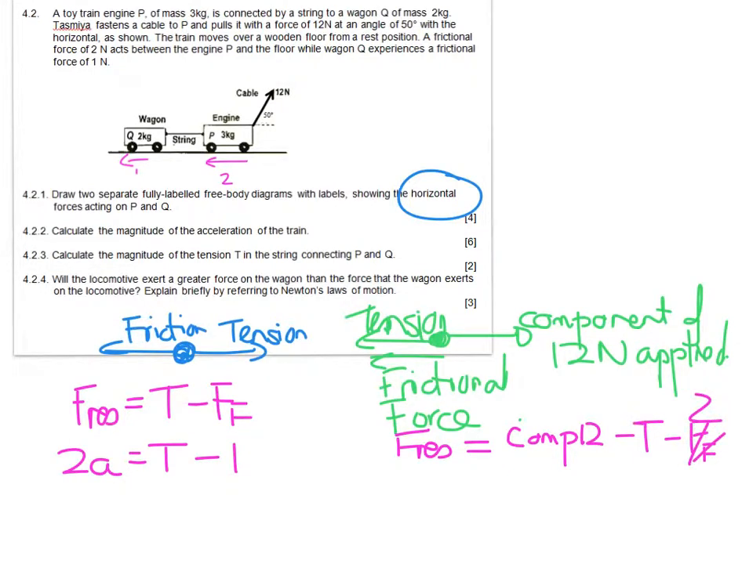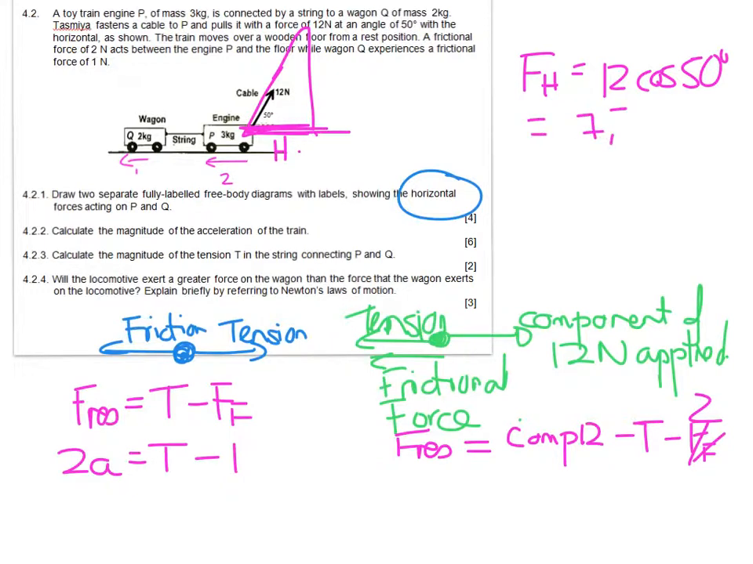And if I want to get this component of 12, I can work it out. Force horizontal, there's 12, there's 50. So I'm going to look at the adjacent side over here, and that means it's cos, so I'm going to say 12 cos of 50 degrees, and that turns out to be 7,71 newtons. So I have got 3 times an acceleration I don't know, 7,71, minus a tension I don't know, minus 2.